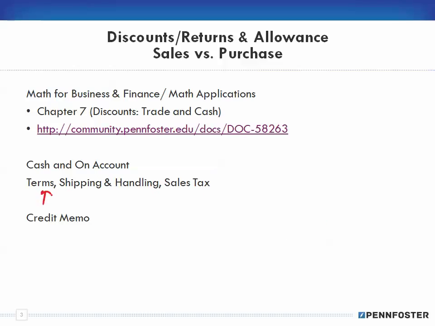We have terms, shipping and handling, and sales tax, okay? So if you sell something for $100, terms could be a discount of, say, 20%, so you would reduce it by 20%, and maybe you had a quantity discount. And again, all of these items that I'm referring to can be seen in Chapter 7 in the videos for the math for business and finance.